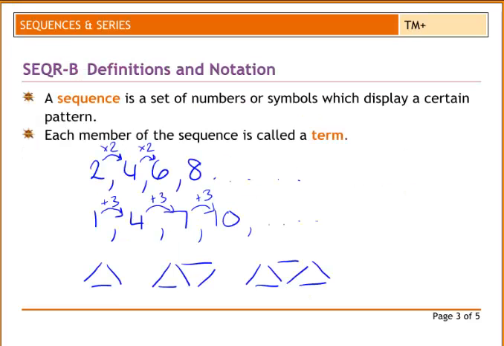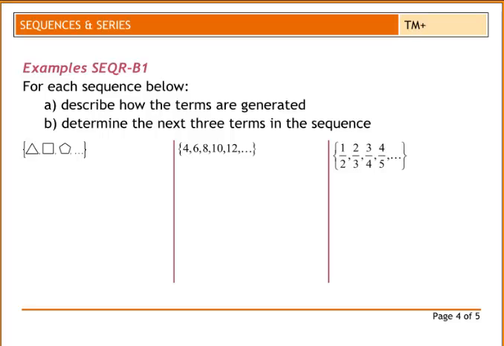So with that, going back, each member of a sequence is called a term. So we have this 2 is a term, the 4 is a term, 6 is a term, 2 is considered to be the first term, 8 is the fourth term, etc. Now for each sequence below, describe how the terms are generated and then determine the next 3 terms of the sequence. So if we look at the first one here, we can see where we have a pattern.